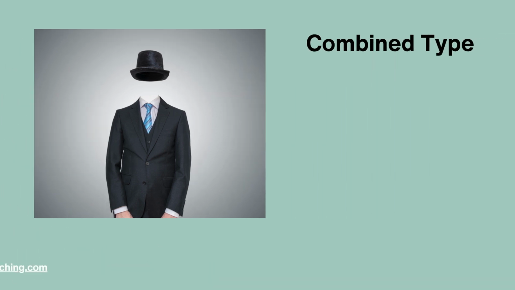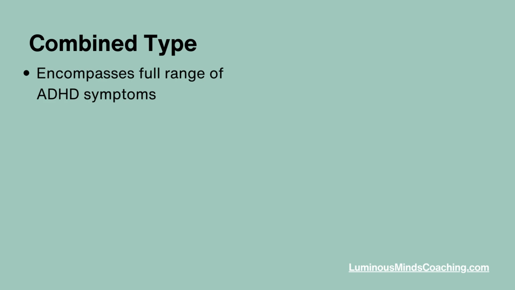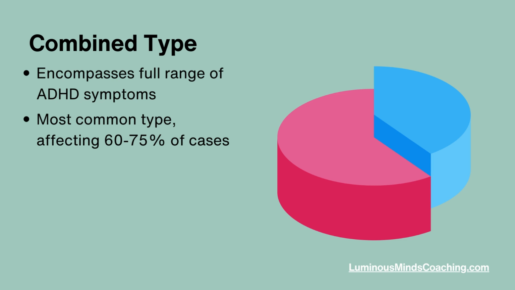Finally, we're going to move on to combined type ADHD. This type encompasses the full range of ADHD symptoms, making it the most comprehensive form of the disorder. Understandably, it also makes it the most common, with various sources showing that between 60 to 75% of all ADHD diagnoses fit into this category.